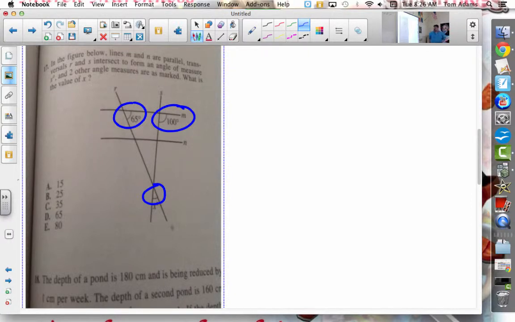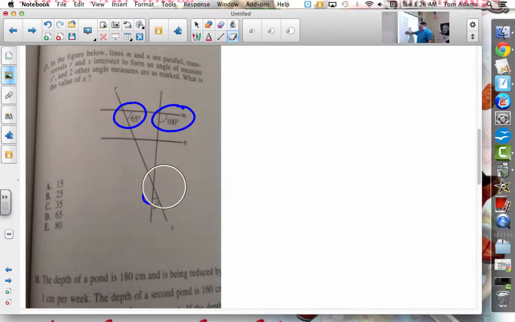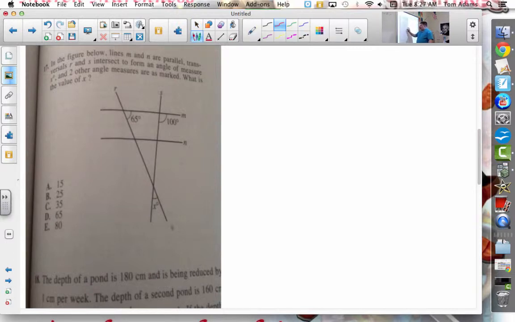What I would try is, what do you guys remember about vertical angles? First of all, do you remember what vertical angles are? When two lines cross, the angles opposite each other are vertical angles. What do you know about those? They're congruent. So that means that this angle right here, and we'll just call it angle B, is congruent to x.